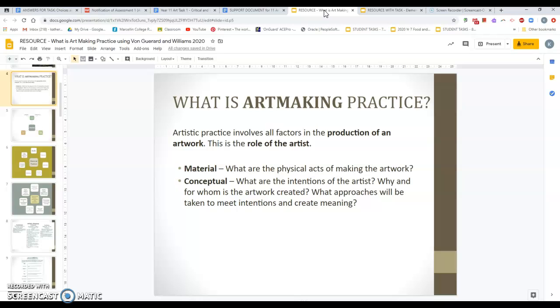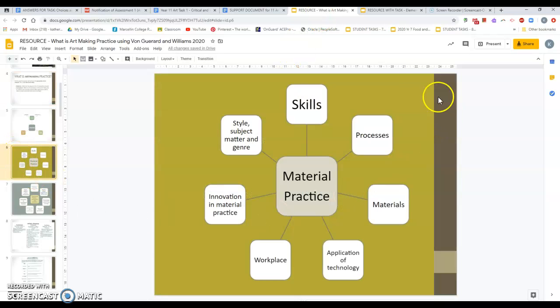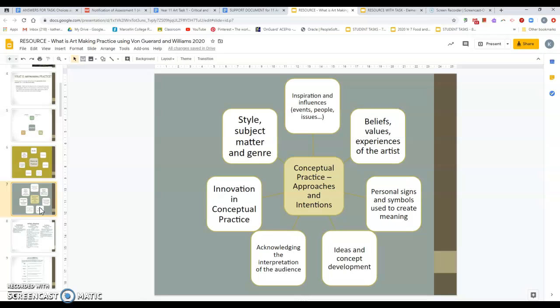Concept, meaning, idea: the ideas, the meaning, the intention of the artist. And these two, of course, are linked because the actions that the artist takes create the meaning within the artwork. And that's what your assessment task is all about. So we've got all our material practice things we can talk about, and we have our conceptual practice. These are all in theory resources under your classwork tab.